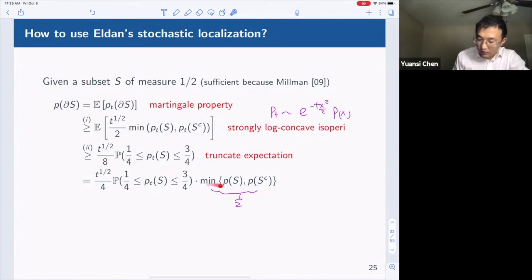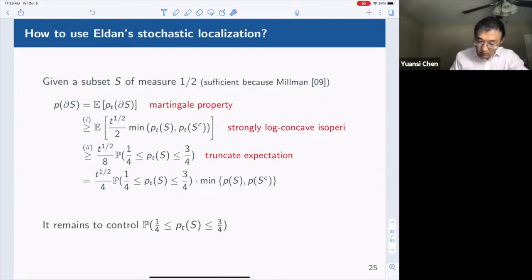And what really matters is this T here and this PTS high probability bound. So what does this mean? To get a good isoperimetric inequality from this Eldan stochastic localization, you need to run this process long enough. You want this T to be large enough so that this quantity is large. But at the same time, you want to control this PTS because it's a stochastic process. It is changing. You don't want this PTS to be too close to zero, because if it's too close to zero, then this side becomes zero. So you want to run the process long enough, but the PTS is changing, and you want to control that this is bounded, always close to 1/2, the starting measure.